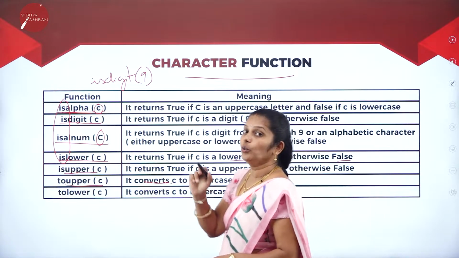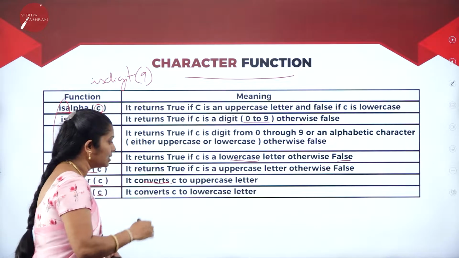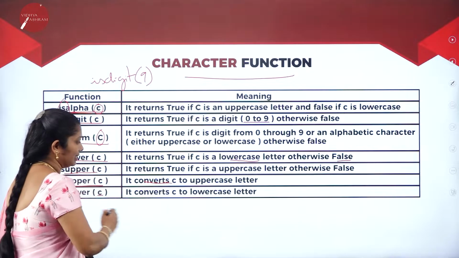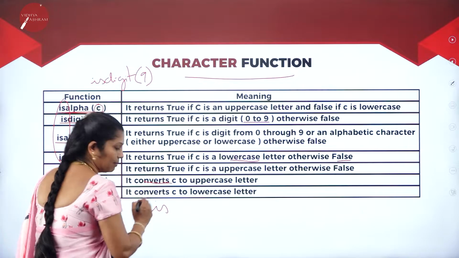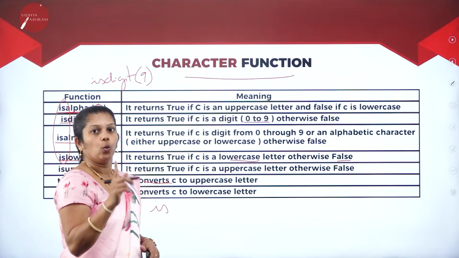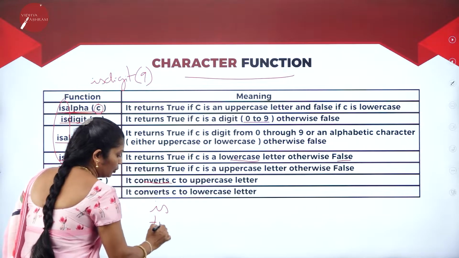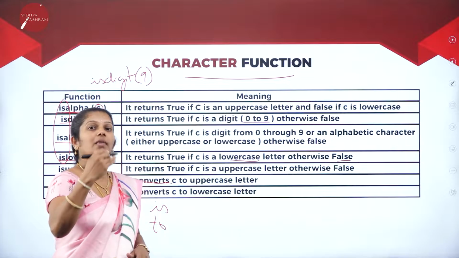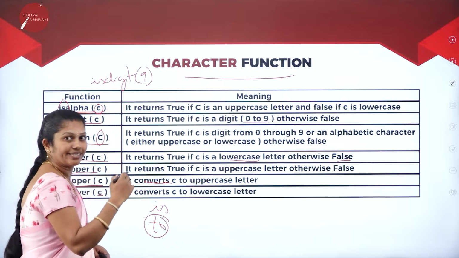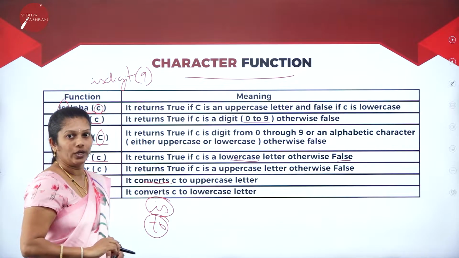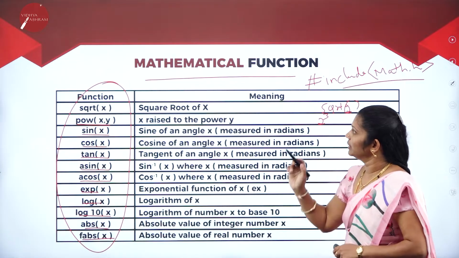And the next one, the tolower function. Here tolower means it converts the given character, especially here I gave C, to a lowercase character. If it starts with is, at that time it will check whether it is uppercase, lowercase, or a digit like that. If it starts with to, then it will convert from uppercase to lowercase or from lowercase to uppercase. You have to remember: to means conversion, is means checking whether it is uppercase or lowercase or a digit like that. We will discuss the next one.